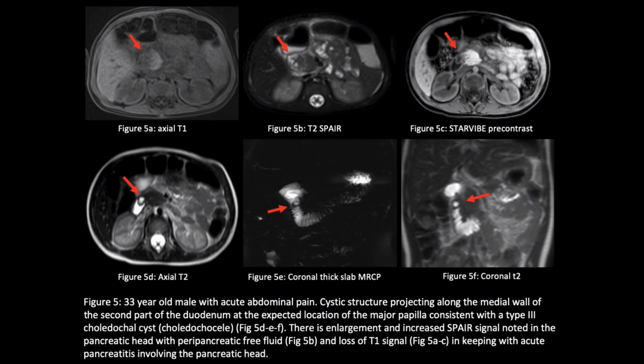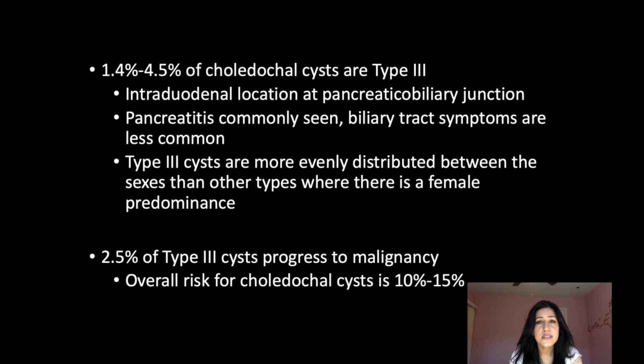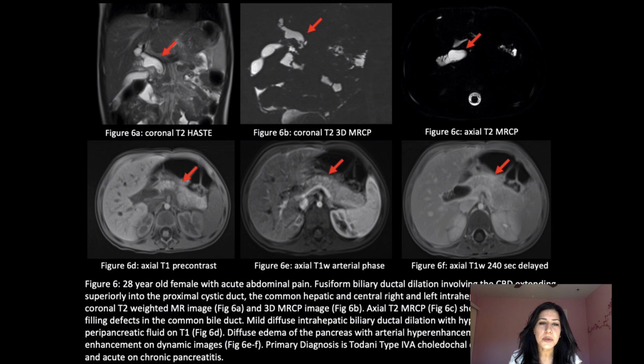That's another case. A 33-year-old male who presented with acute abdominal pain. There is a cystic structure projecting along the medial wall of the second portion of the duodenum at the expected location of the major papilla. So this is type 3 choledochal cyst, choledochocele. On the T2 fat sat images, there is enlargement and increased signal of the pancreatic head. So that's consistent with acute pancreatitis involving the pancreatic head. So this is type 3 of choledochal cysts, which accounts for 1.4 to 4.5%, and 25% of this type progress into malignancy.